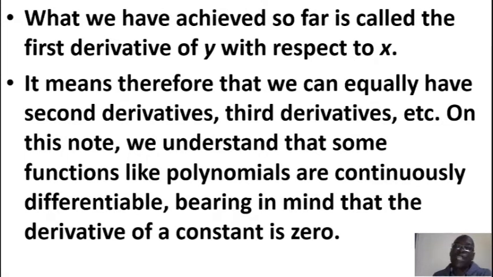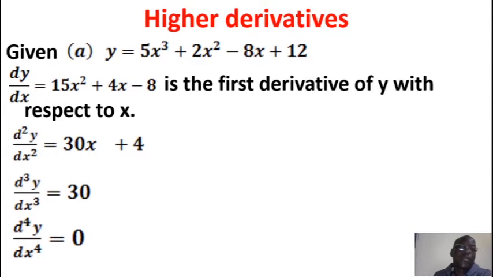It means therefore that we can equally have the second derivative, the third derivative, and so on. We understand that some functions like the polynomial functions are continuously differentiable, bearing in mind that the derivative of a constant is 0. Because of this, we think about going into what we call the higher derivatives. That is, after differentiating a function, can we differentiate it again?